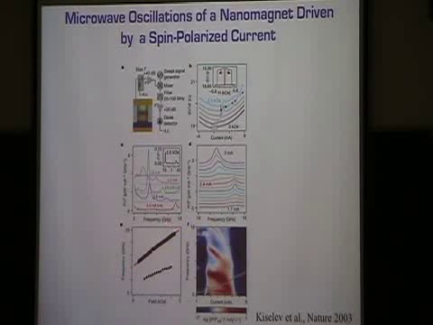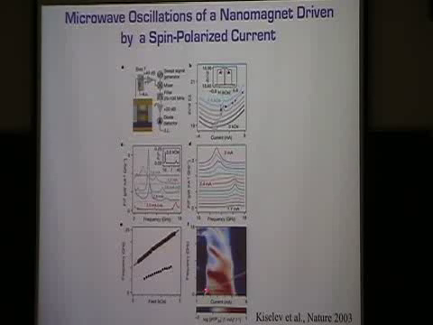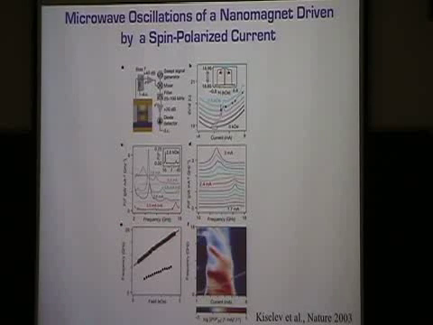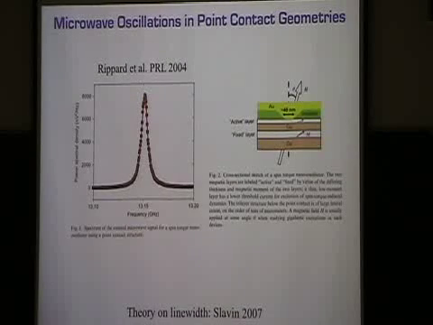So the frequency increases as you increase the applied magnetic field, and this is the noise power as a function of current. So not only can you switch the elements, you see that there's dynamics going on in the layers, and that dynamics is in the gigahertz range.